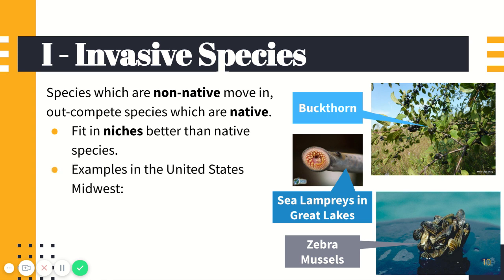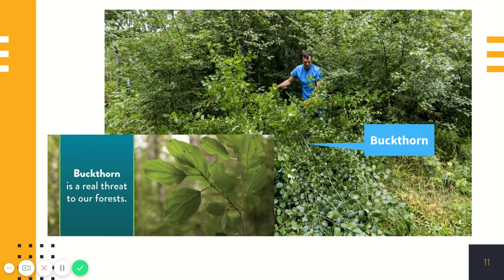So we're going to be going through 3 examples that are found in the Midwest, and they are buckthorn, sea lampreys, and zebra mussels. So we're going to go through all 3 of these, and I'll tell you a little bit about how they got here in the first place. So let's start off with buckthorn.